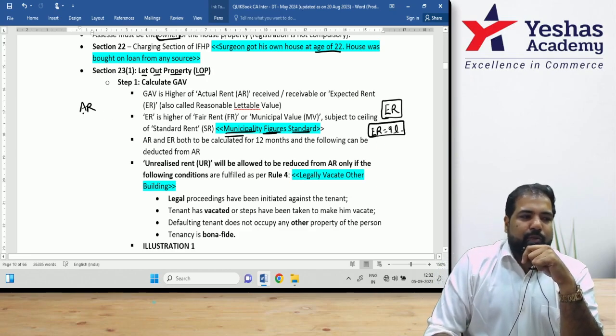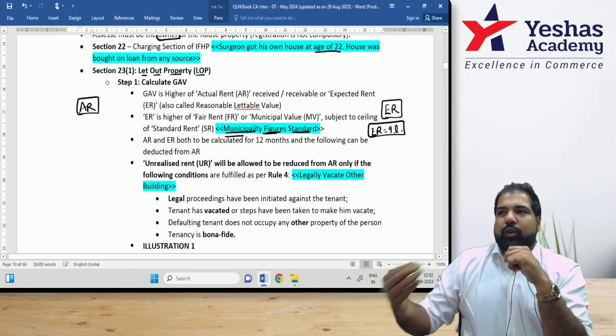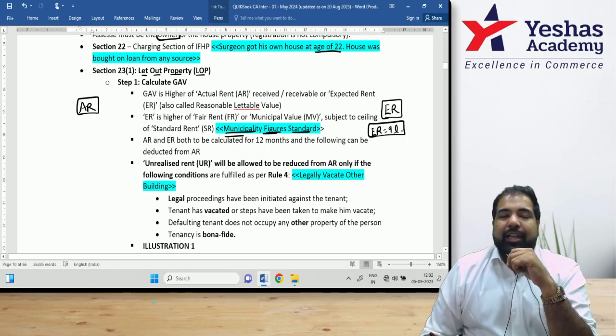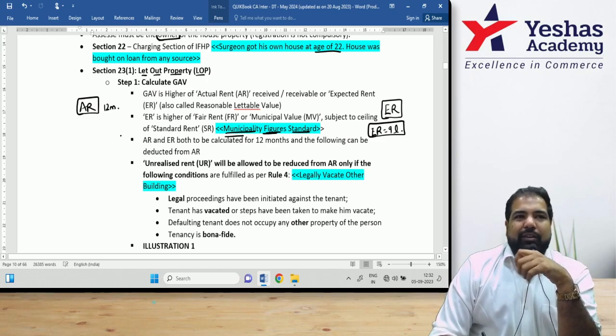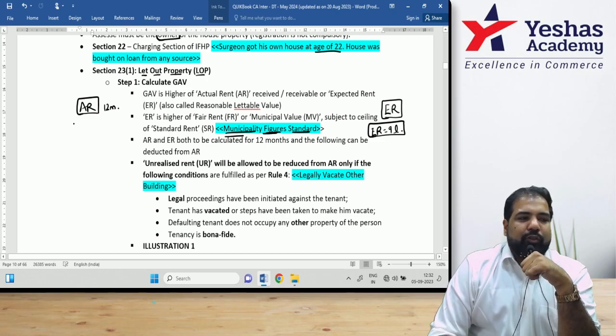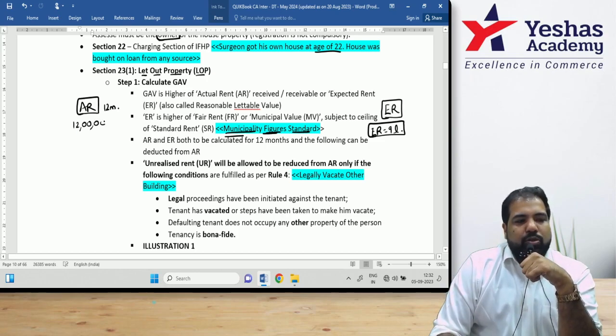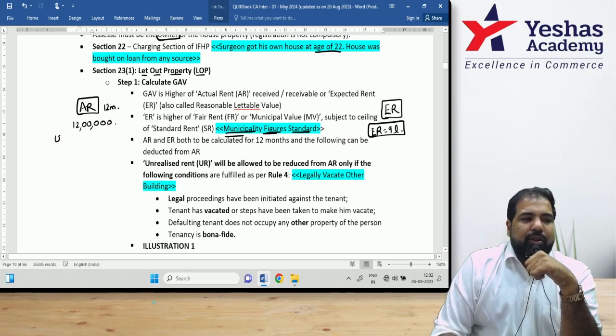Now let's go to AR. What is actual rent? The rent that you've given it out for. But what if you've given it out for 9 months, 10 months? Then you have to calculate for how many months, guys? Always the calculation has to be for 12 months, and let's say you've given it for 12 lakh rupees the whole year, then you start with that. Then can you minus unrealized rent?